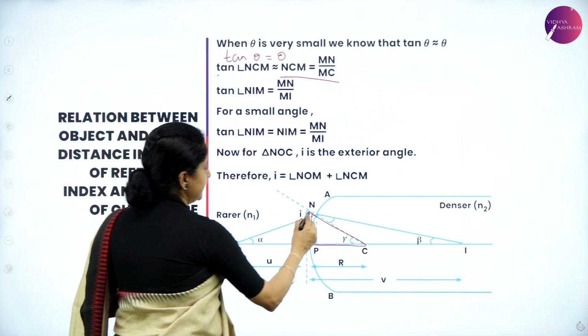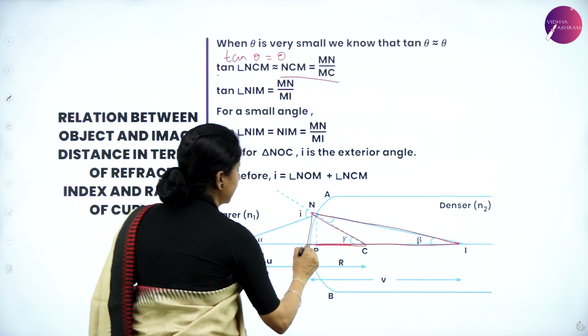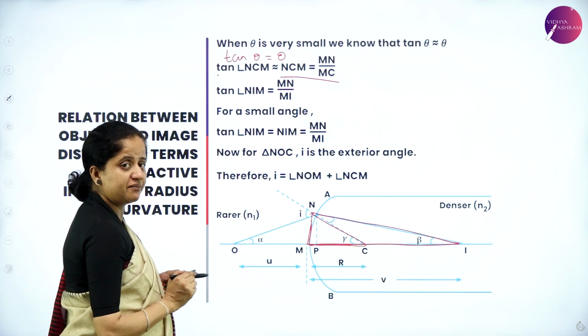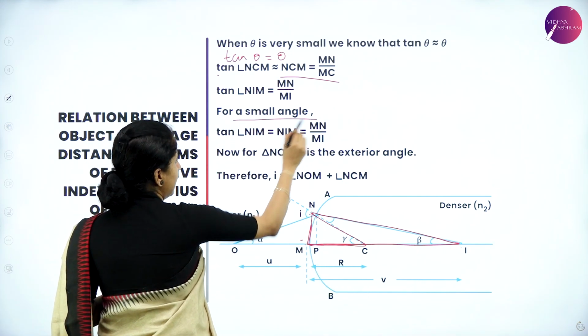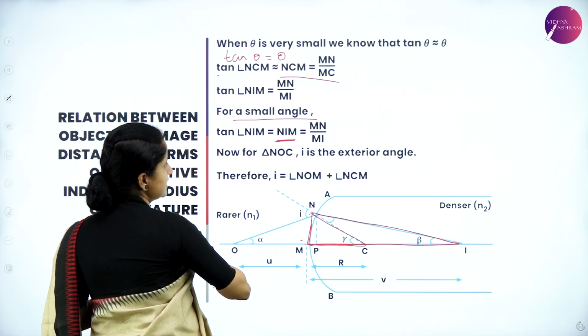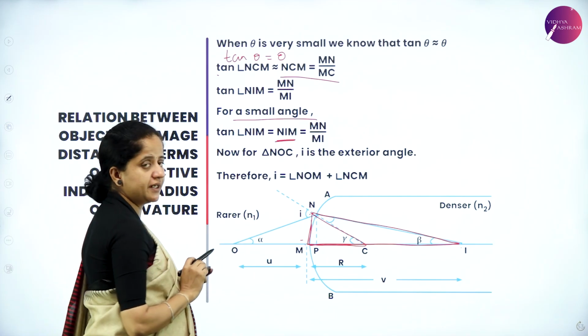Similarly, we have the triangle NIM. For this, MN divided by MI, that is opposite divided by adjacent. So for a small angle, NIM is just equal to MN divided by MI.